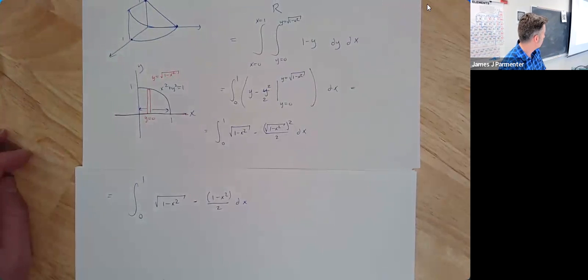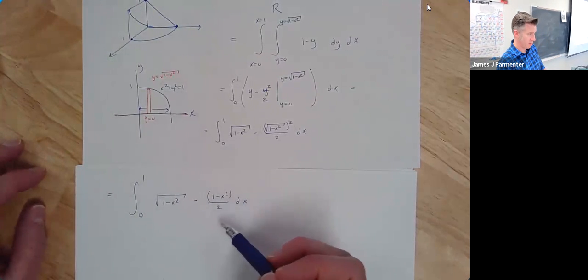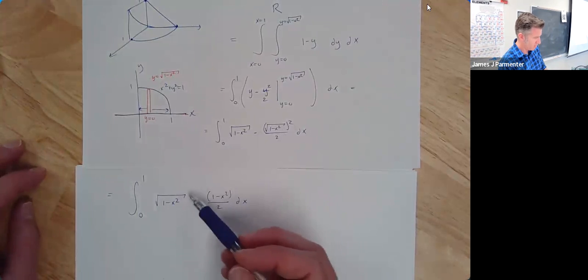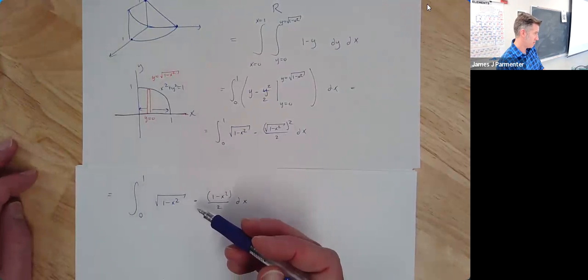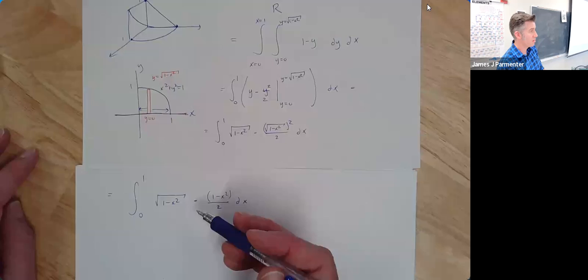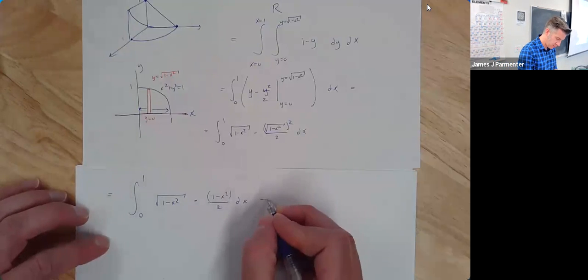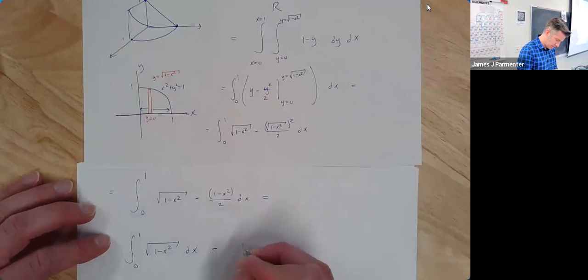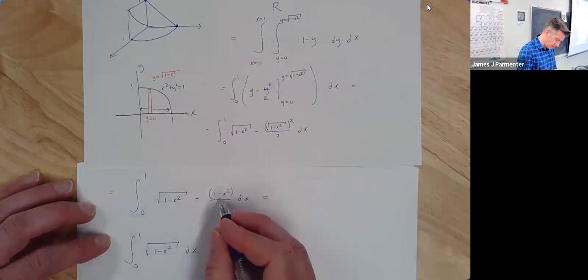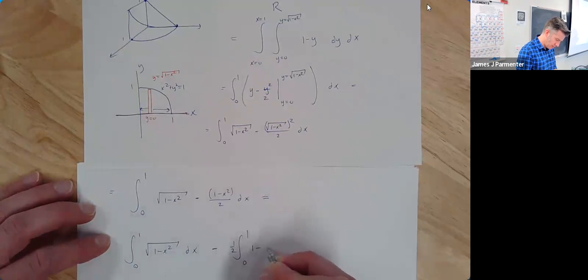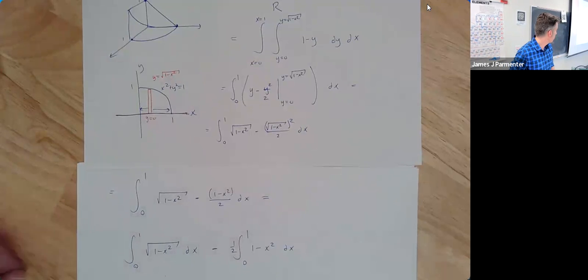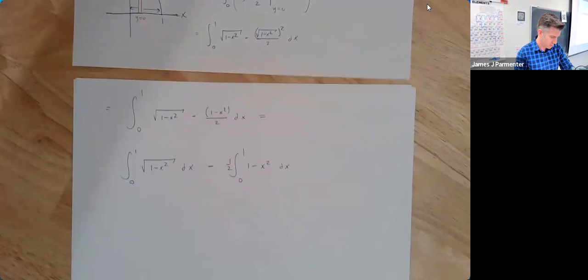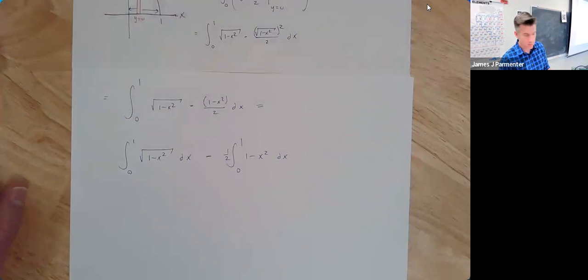Now the problem is this part here is totally easy to integrate. We can simplify it, no problem. But the integral of the square root of 1 minus x squared is something we don't know how to do in this class. That's okay though. I'm going to break this up as the integral from 0 to 1 of the square root of 1 minus x squared, minus the integral from 0 to 1. Let's pull out the 1/2 and just say it's 1 minus x squared.